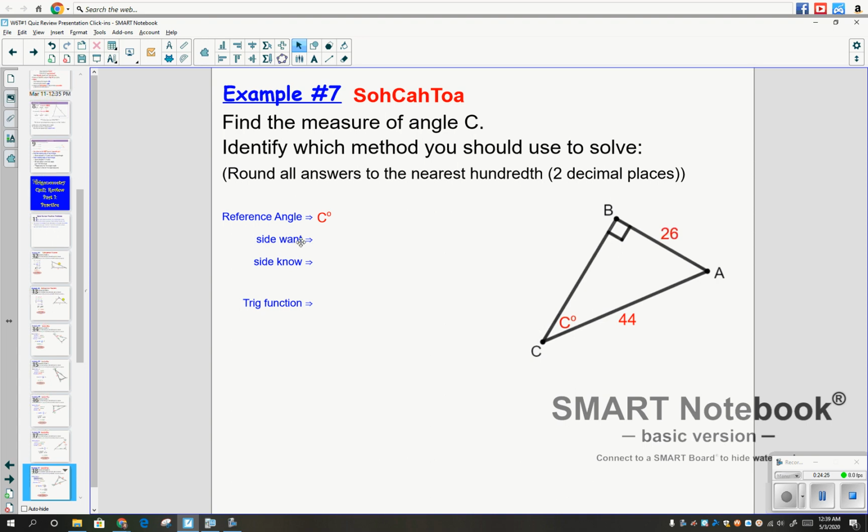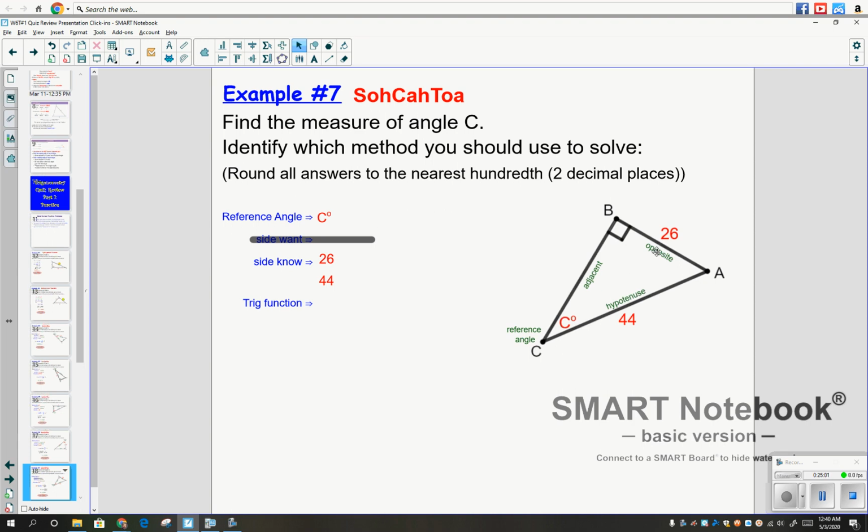Which side do I want to know the measure of? Well, I don't. So we're going to ignore that question. Which side do I know the measure of? Well, I know two of them. I know 26 and 44. How do they relate to C? So if C is my reference angle, 44 is across from the right angle, so that's my hypotenuse. 26 is the leg that is across from C, so that's the opposite. I've got nothing to do with the adjacent.